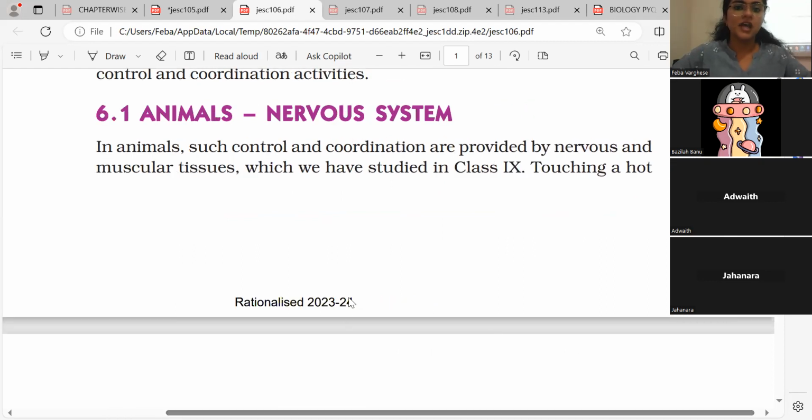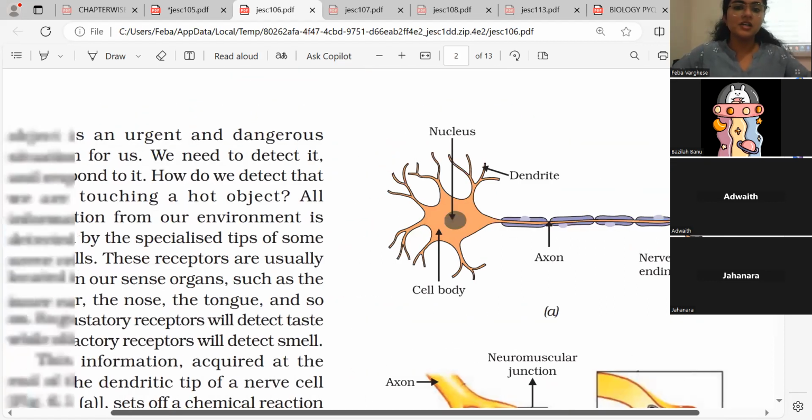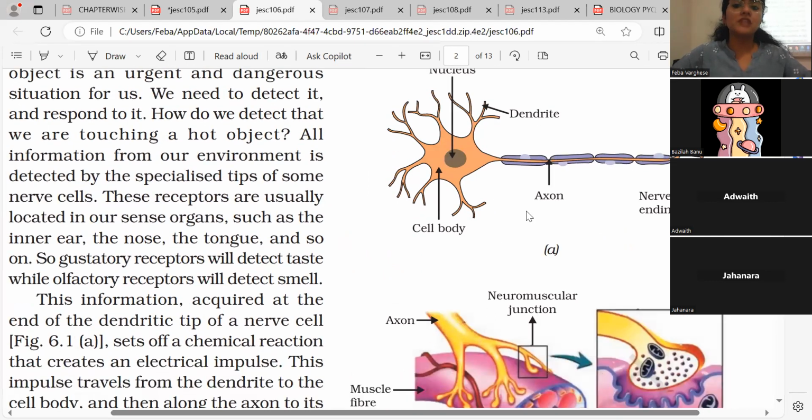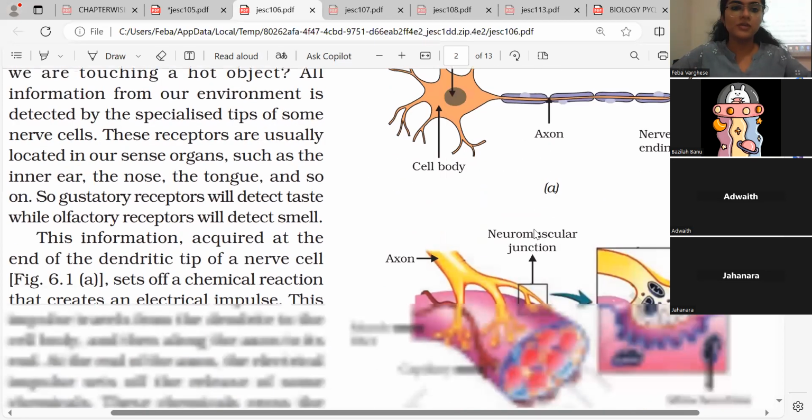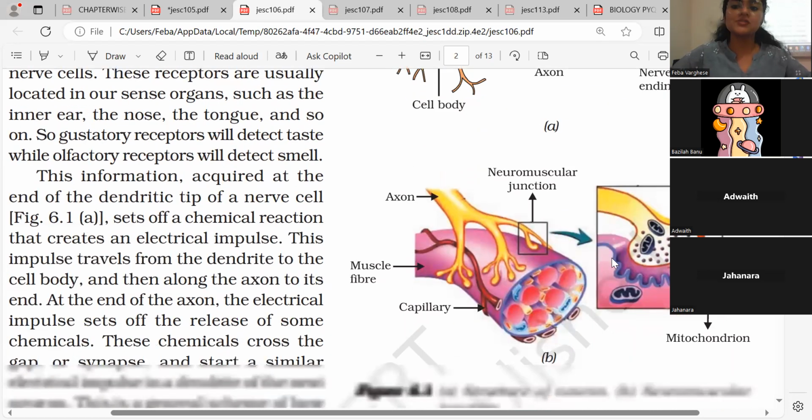In animals, first the nervous system. The very first diagram in this chapter is really important. We are going to ask you to draw it, mark the important parts and write their functions. So study the neuron structure properly, and the structure of the synapse is also important.